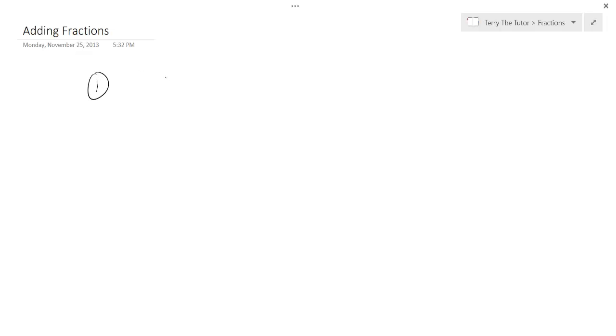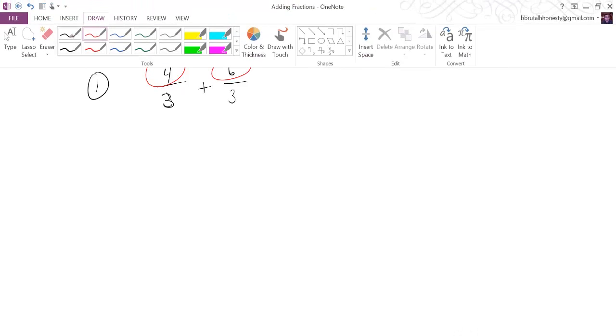Alright, number 1, we've got to add 4 over 3 and 6 over 3 to get started. Okay. When you're adding a fraction, the only thing you're adding, the only thing at all, is the numerator. The denominator you do not touch.